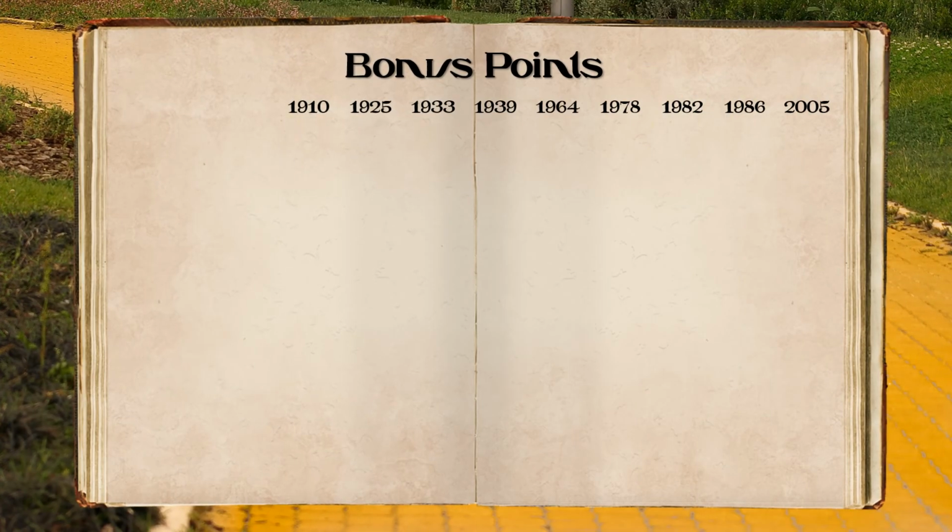Bonus points. 3 versions received extra bonus points for their other details. The 1910 and 1986 versions get a bonus point for their title being The Wonderful Wizard of Oz, the actual title of the book, rather than just The Wizard of Oz or other variant.